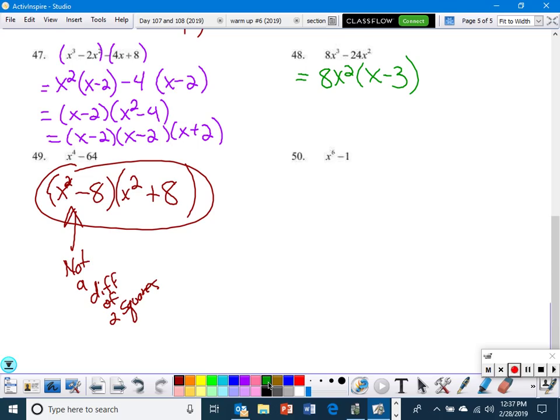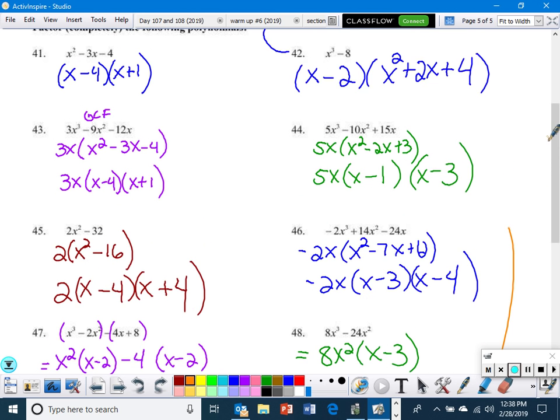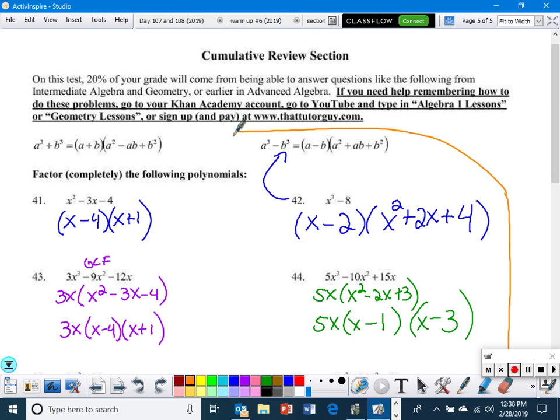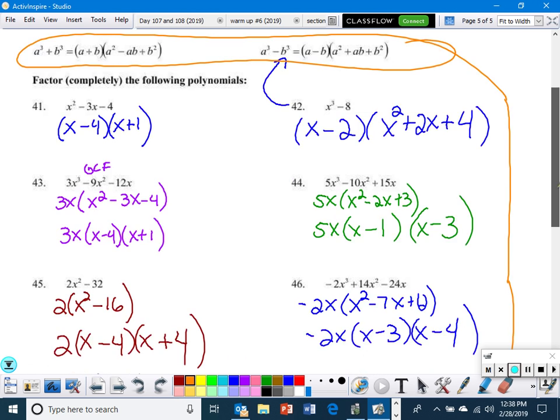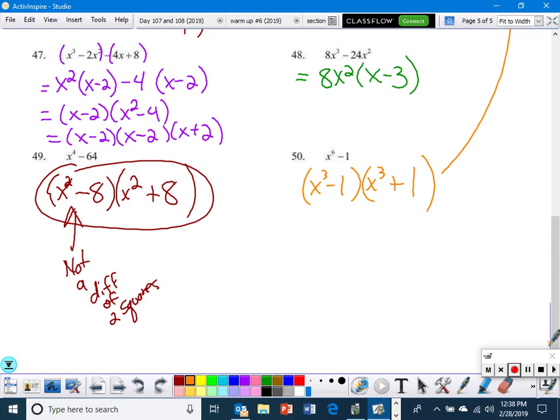Okay, almost done. Last one. This is a difference of 2 squares. So, whoa. Okay, now I don't want to blow your minds away, but the first one, x cubed minus 1, that is a difference of 2 cubes. And the x cubed plus 1 is a sum of 2 cubes. That means, ladies and gentlemen, we're going to use both of these. Whoa.